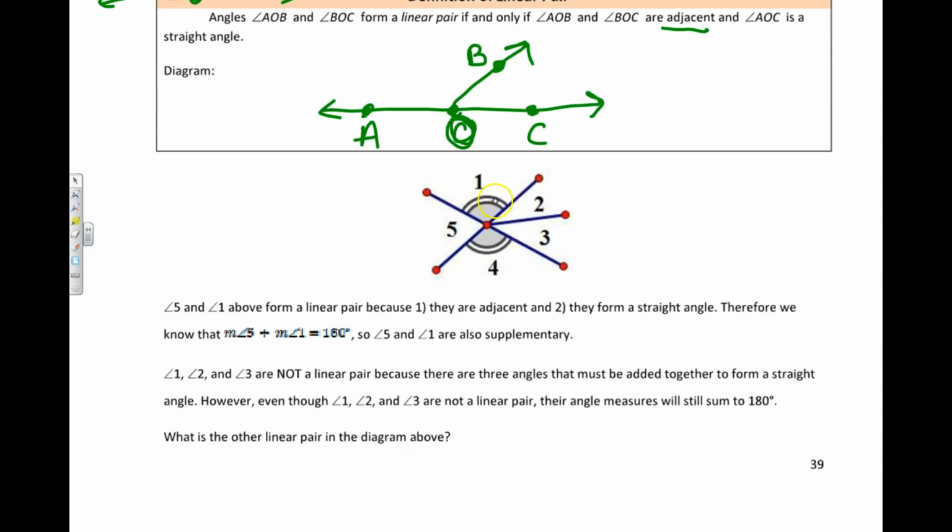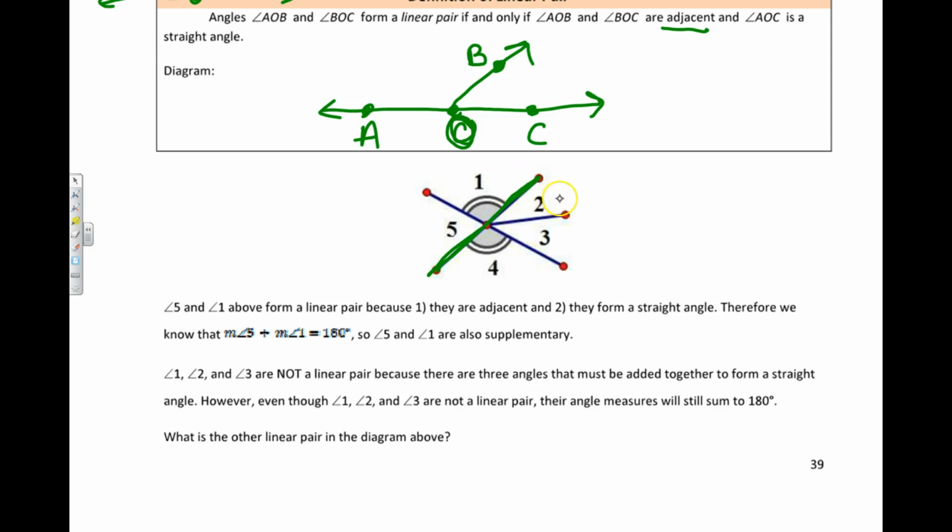Angle 5 and angle 1 form a linear pair. So right here, these guys, we're making a straight line. They're adjacent angles. So therefore, we know that the measure of angle 5 plus the measure of angle 1 will equal 180 degrees. And we know that 5 and 1 are supplementary because they form a linear pair.